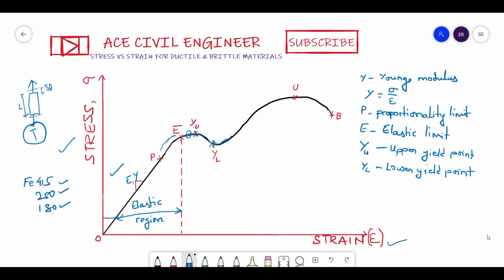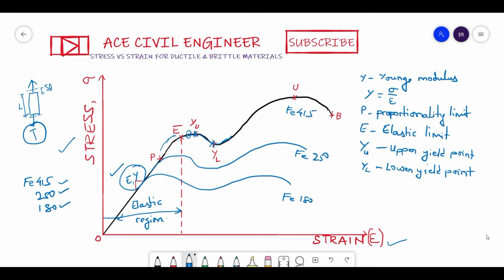So friends, I will say there is no difference except the yielding point, or the point at which the curve changes its direction. For all these grades of steel, you will have a common slope, that is, a common Young's modulus. But if you see the curve here, you will see something like this. This is for Fe250. This is for Fe180. So here you will see this is for Fe180, Fe250, and this is for Fe415. So this is the only difference, friends, nothing else.